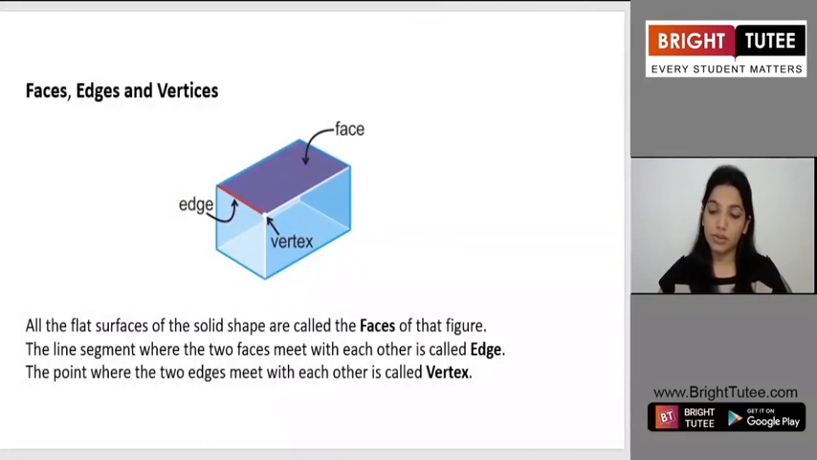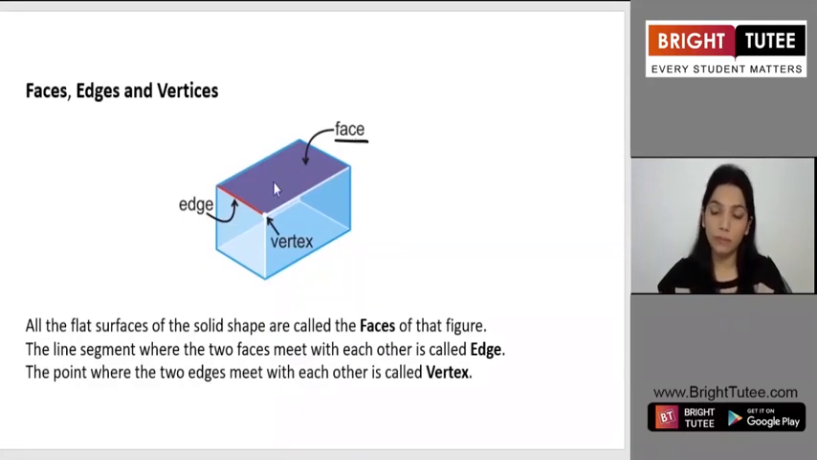Okay, so starting with cuboid, right? All the flat surfaces of the solid shape are called the faces of that figure. So here what do you see? We have got this particular cuboid, and you see that the top they have colored it, and this solid filled colored top we call it a face. So how many faces do you see in this cuboid? Count all the faces that you see.